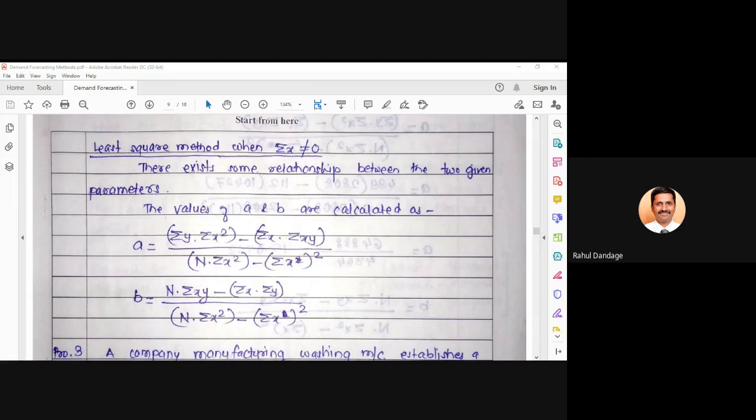Okay, so please note down this formula. The title should be least square method with summation x not equal to 0. This is possible when there exists some relationship between the two parameters. Once you finish writing these a and b formulae, please tell me so that we can go directly to the problem.